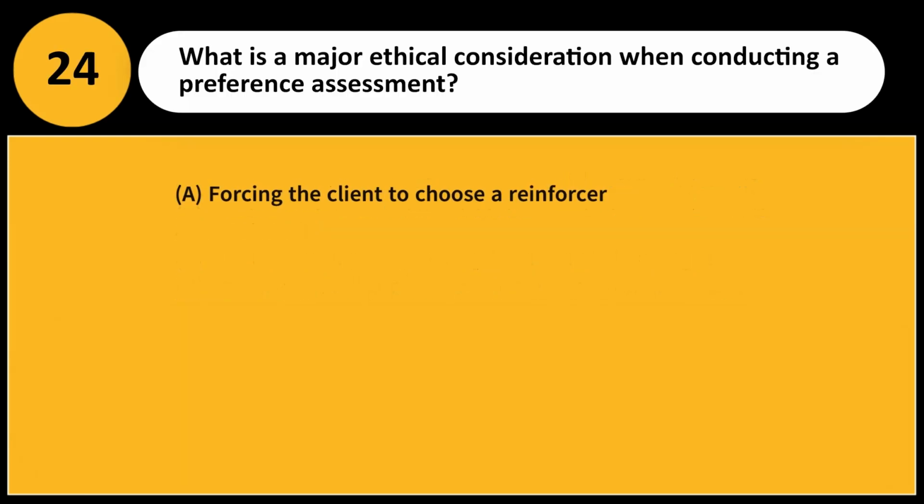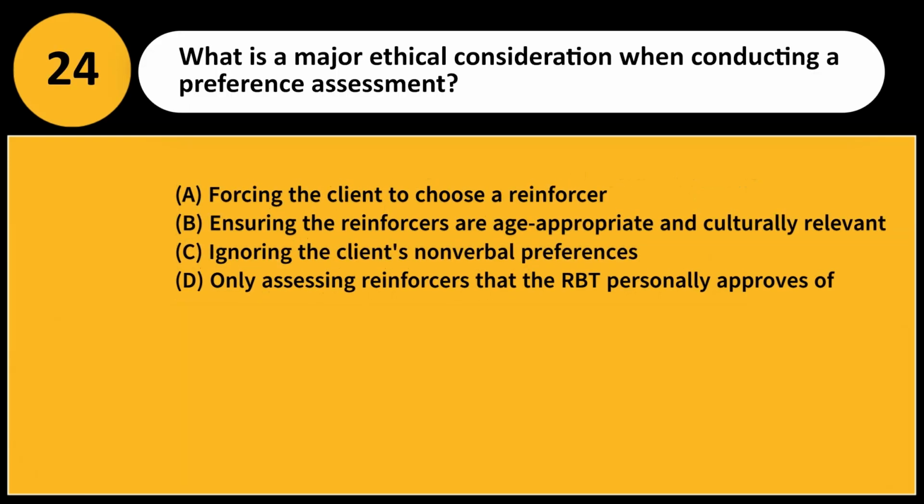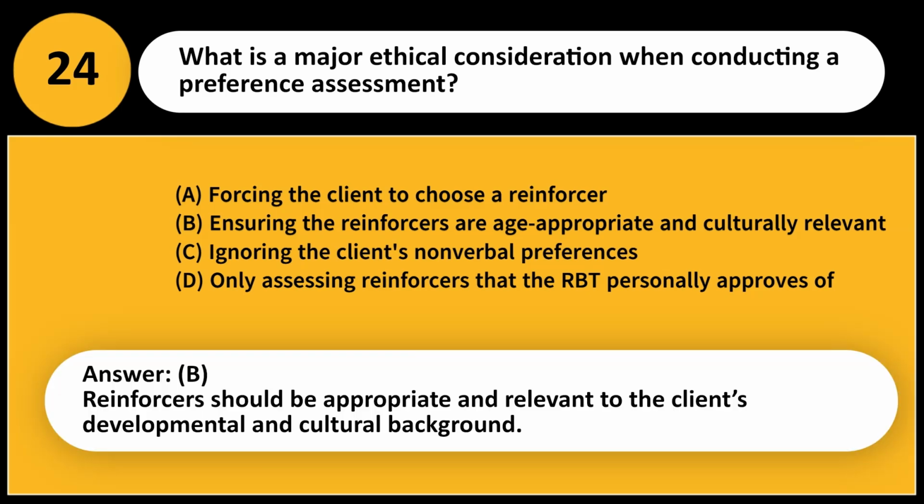What is a major ethical consideration when conducting a preference assessment? A. Forcing the client to choose a reinforcer. B. Ensuring the reinforcers are age-appropriate and culturally relevant. C. Ignoring the client's nonverbal preferences. D. Only assessing reinforcers that the RBT personally approves of. Answer: B. Reinforcers should be appropriate and relevant to the client's developmental and cultural background.